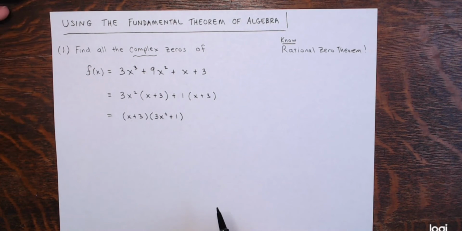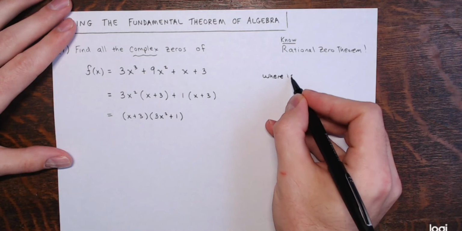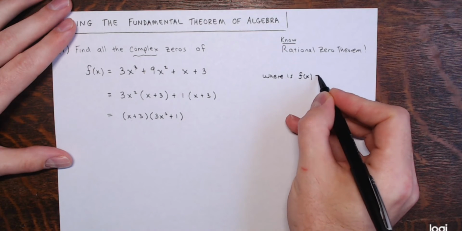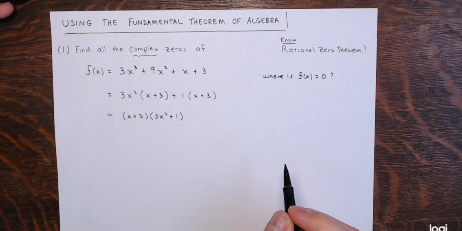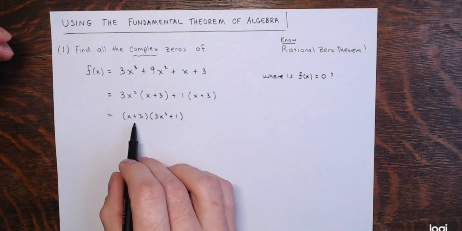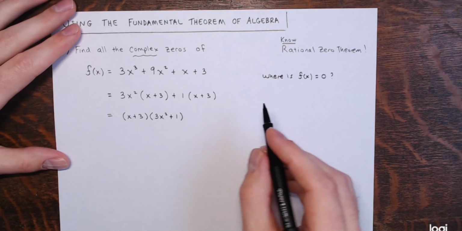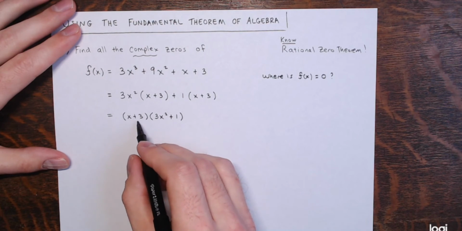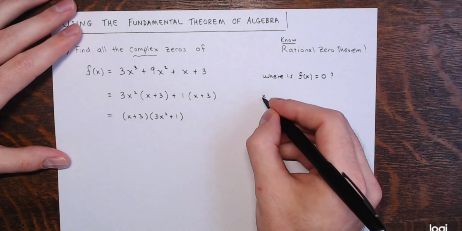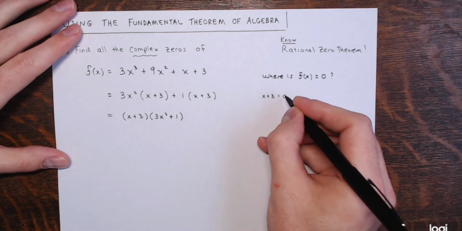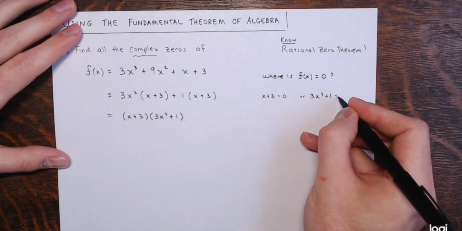And again, we're trying to figure out where f of x is equal to 0. You may recall the zero product property. If I have a product and I'm setting it equal to 0, then one of the factors has to be 0. So either when x plus 3 equals 0, or when 3x squared plus 1 equals 0. And we solve each of these.